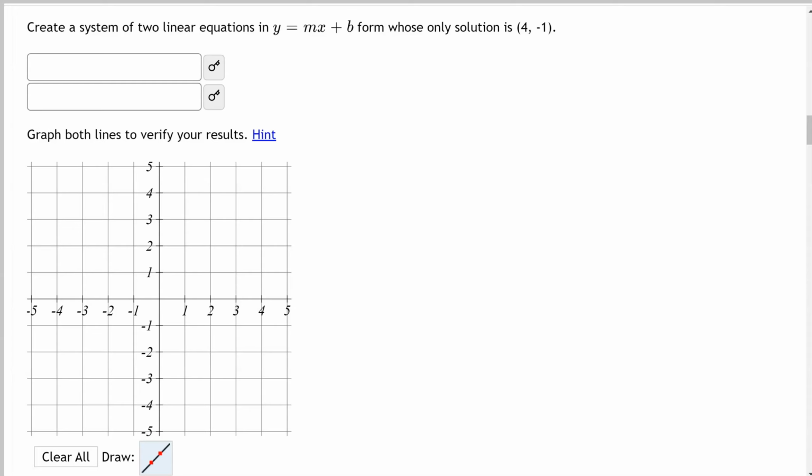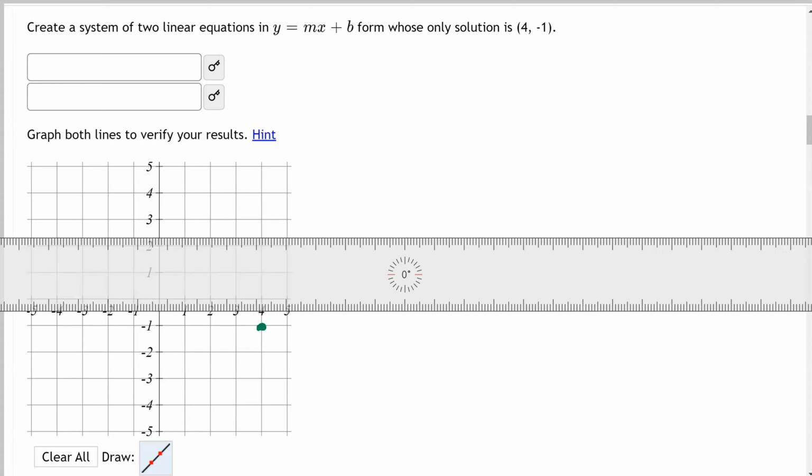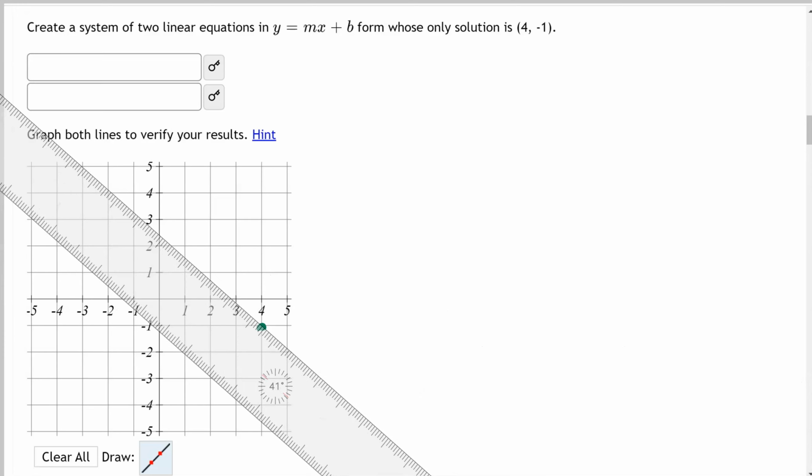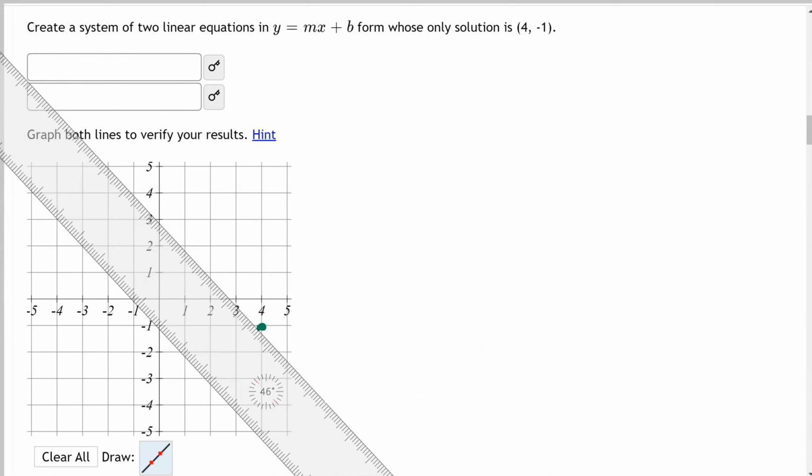So this question wants us to create a system of two linear equations in slope-intercept form whose only solution is (4, -1). I think it's useful to work on the graph part first. So if I were to highlight where the point (4, -1) is, that's going to be right there. And we just want to basically graph two lines where their only point of intersection is at the point (4, -1).